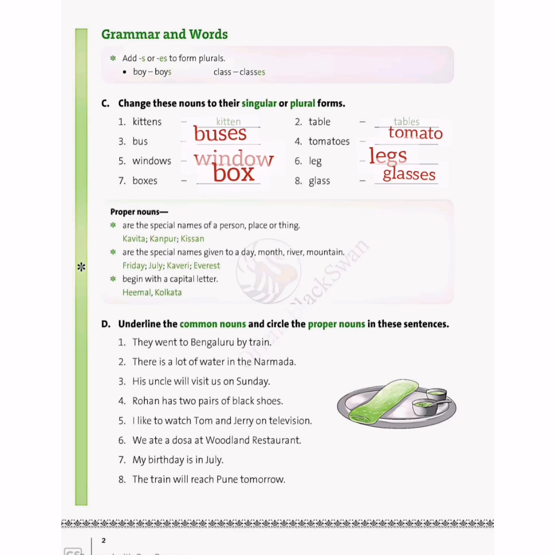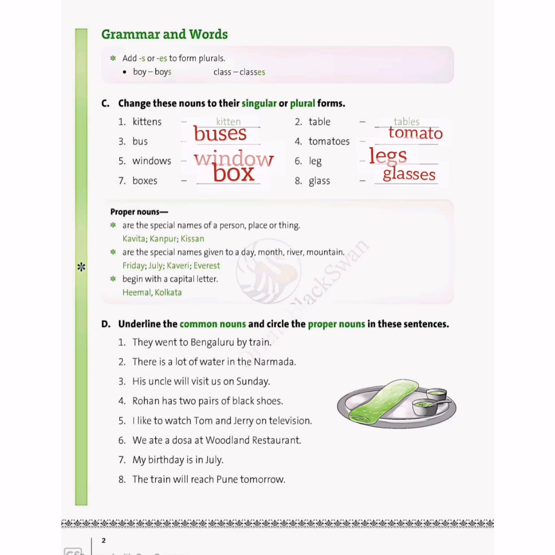Next we have proper and common nouns. As I told you, a common noun is any name of a person, place, animal or thing. For example, cat, girl, boy, woman, man, city, building, these are common nouns. But when we give a special name to these nouns, it becomes a proper noun. For example, the special name of a girl is Kaveri, of a river Ganga, of a building Taj Mahal, of a city Nagpur or Varanasi. These special names are called proper nouns and they always begin with a capital letter.